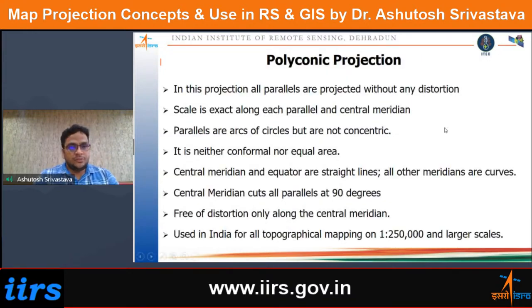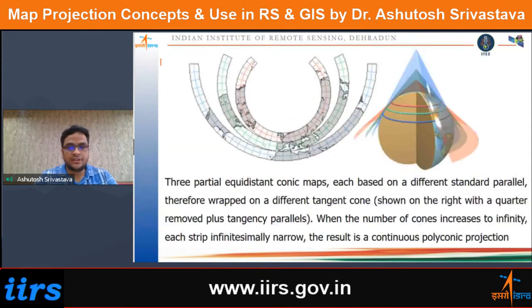Polyconic projection. In this projection, all parallels are projected without any distortion. Scale is exact along each parallel and the central meridian. Parallels are arcs of circles but are not concentric. It is neither conformal nor equal area. The central meridian and equator are straight lines. All other meridians are curves. I will show you the picture.